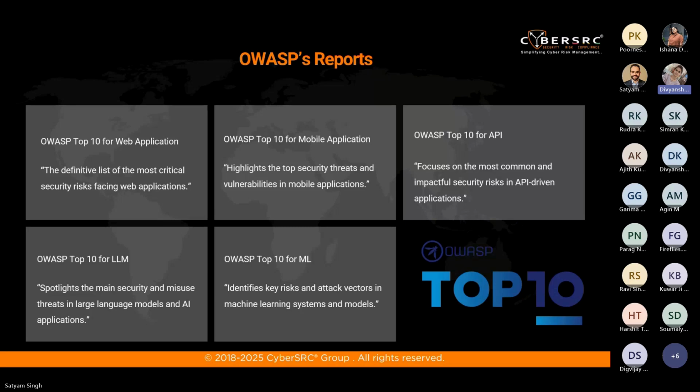And also the OWASP Top 10 for LLM that spotlights the main security and misuse threats in large language models and AI applications. The other one that we mentioned, OWASP Top 10 for ML, identifies the key risks and attack vectors in machine learning systems and models. So moving forward, I am going to hand over to my friend Divyanshi to discuss the OWASP Top 10 Web 2025.